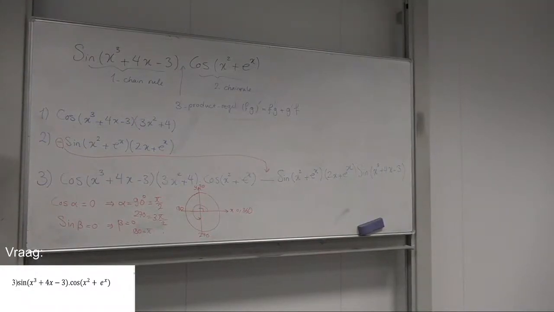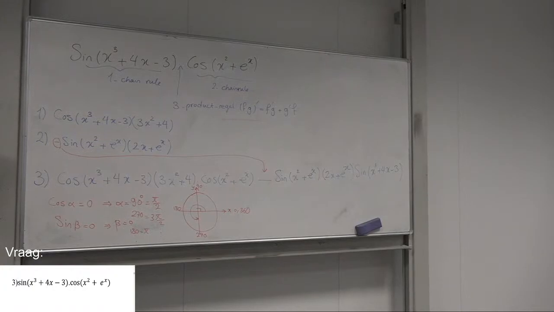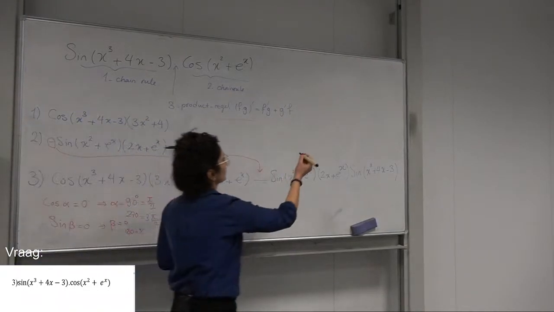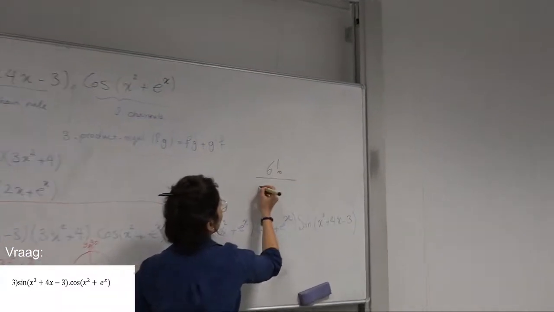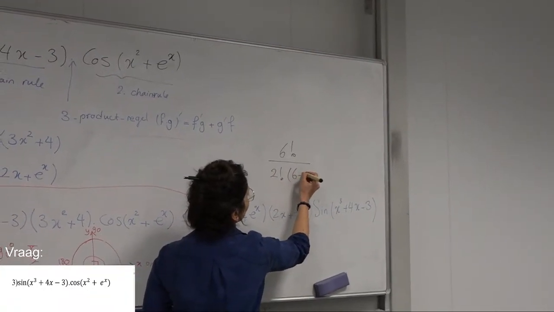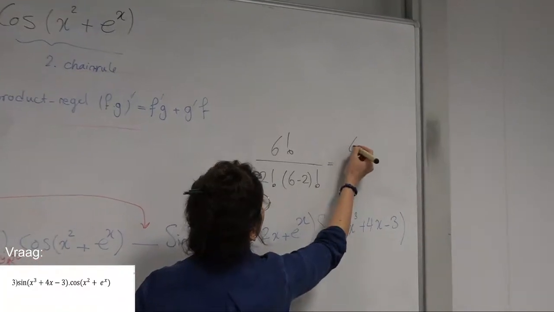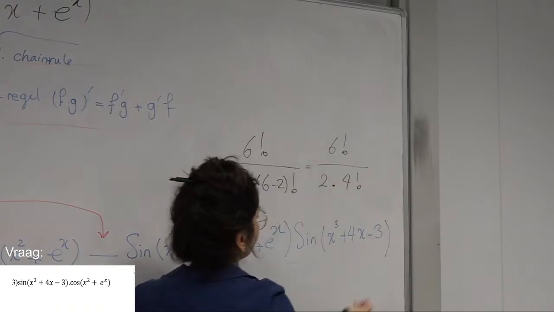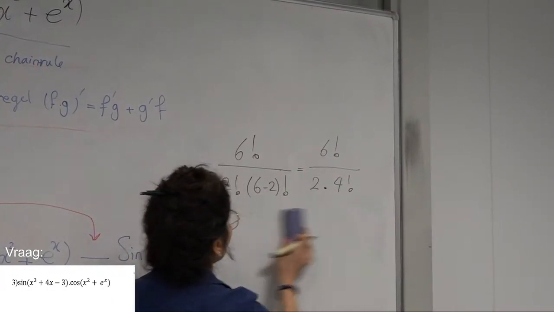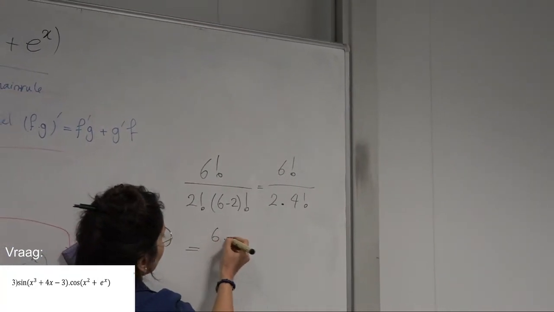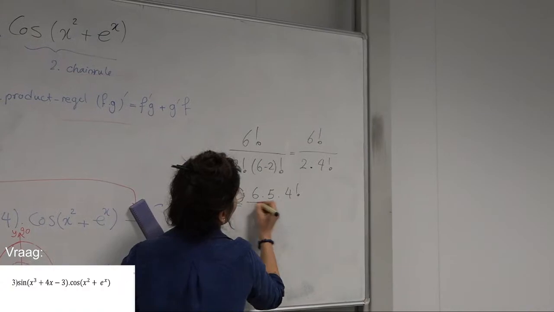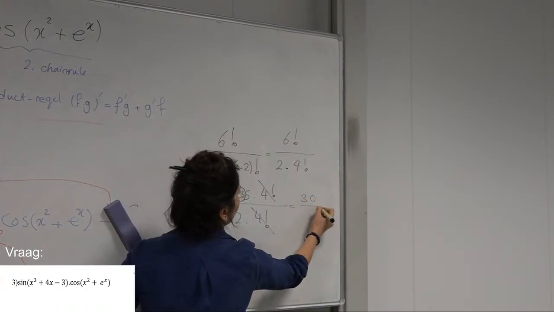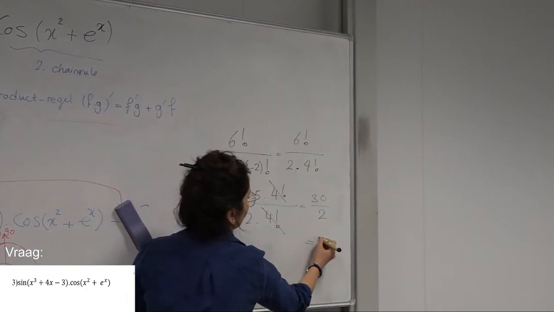This is 15. Because it is 6 factorial divided by 2 factorial times 6 minus 2 factorial. So it is 6 factorial divided by 2 times this one, 4 factorial. Is it okay if I delete white this way? Okay. So this one is equal to 6 times 5 times 4 factorial divided by 2 times 4 factorial. This one cancels this one, so I have 30 divided by 2. And it's equal to 15. Yep.